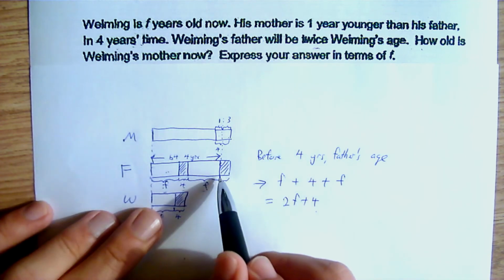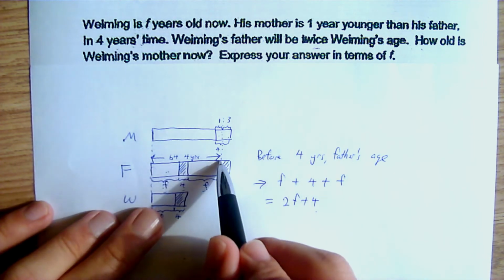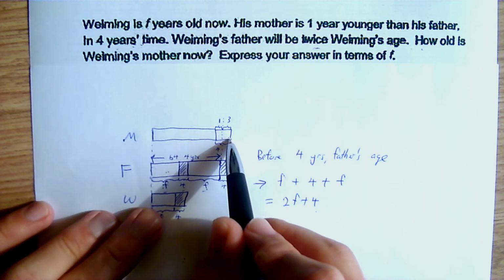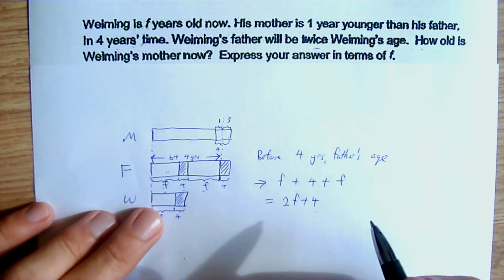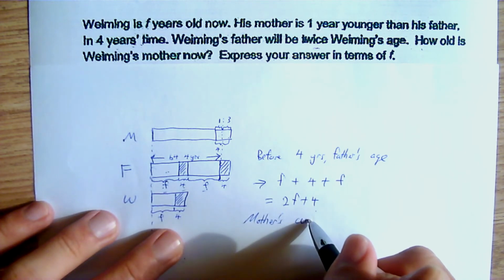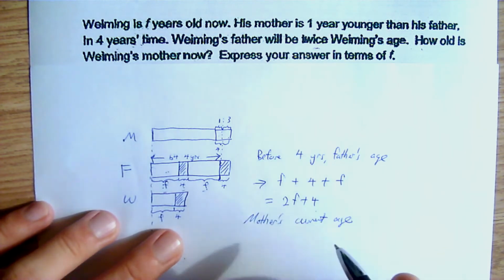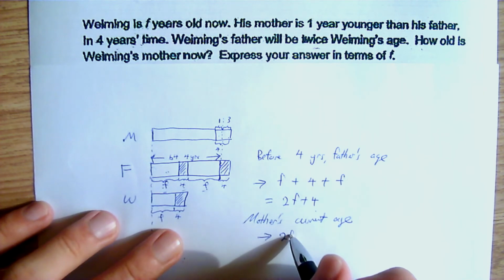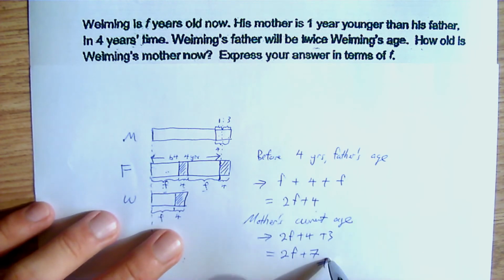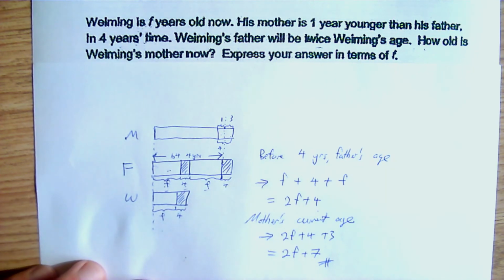Now, after we have found the father's age before the 4 years, which is until here, we just need to add another 3 to find the mother's age right now. Okay, so mother's current age, arrow, will be 2F plus 4 plus 3. And this will be 2F plus 7. So this is the final answer.